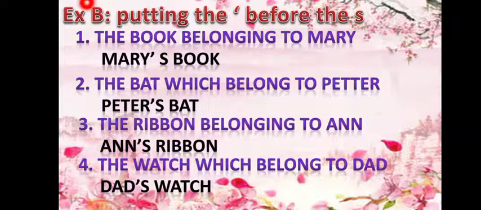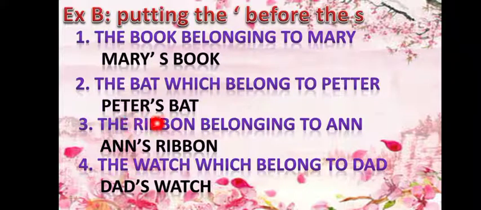Exercise B. In exercise B, put the apostrophe before the S. This is a full statement: the book belonging to Mary. If a book belongs to Mary, we say in the short form, Mary's book. Number 2. The bat which belongs to Peter. If a bat belongs to Peter, what will we call it? Peter's bat. Apostrophe S.